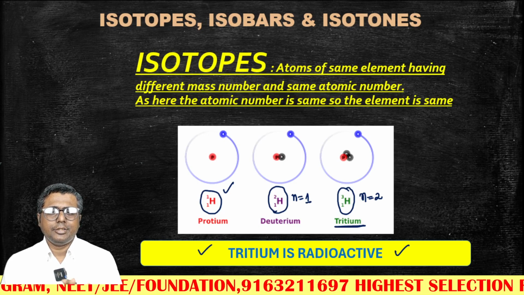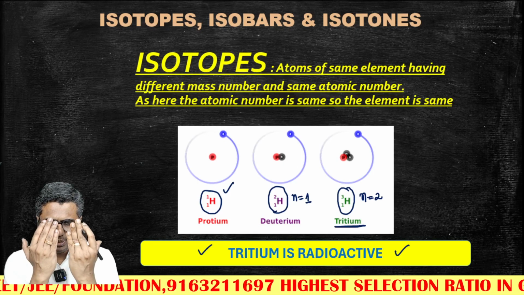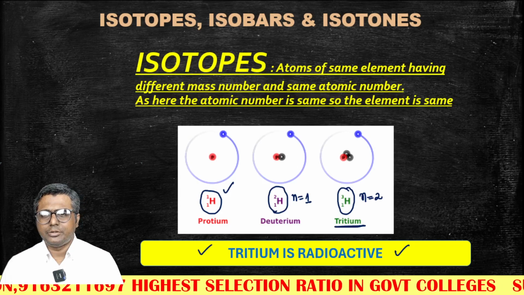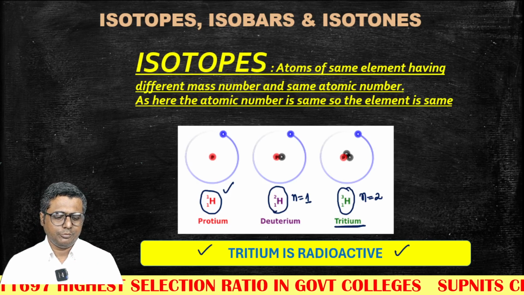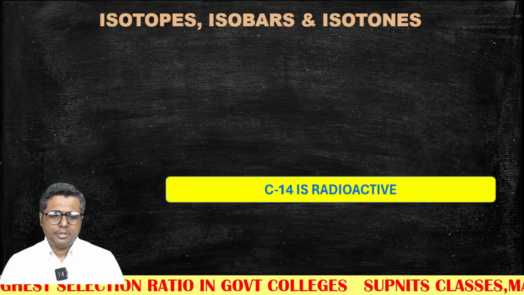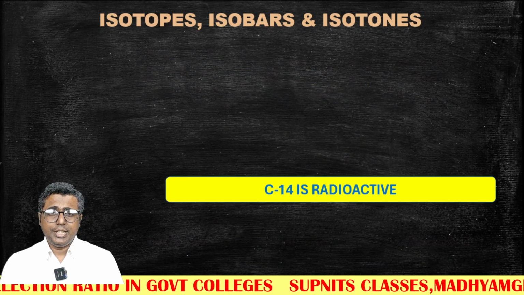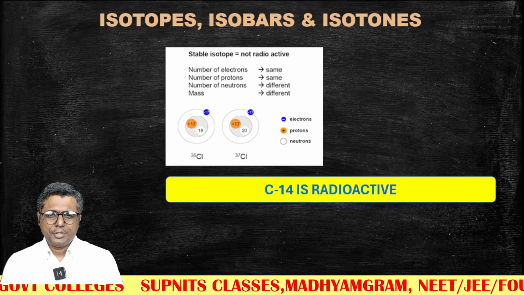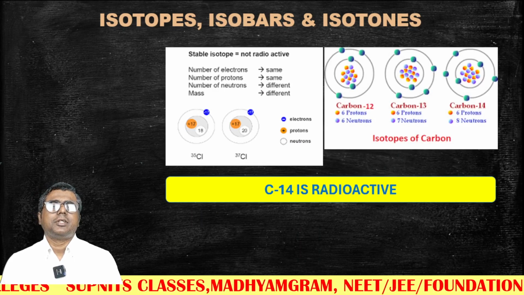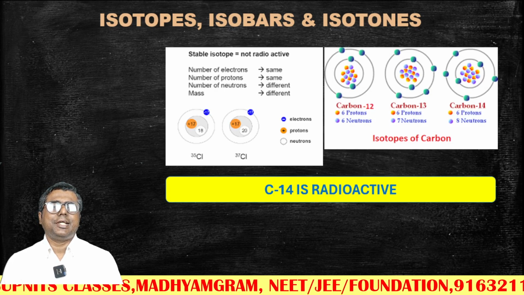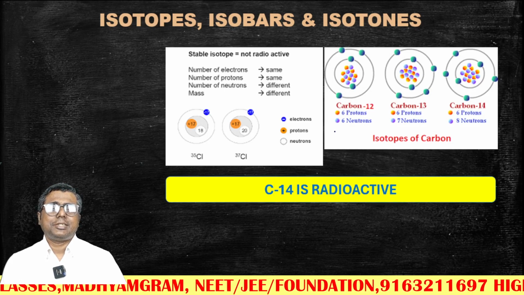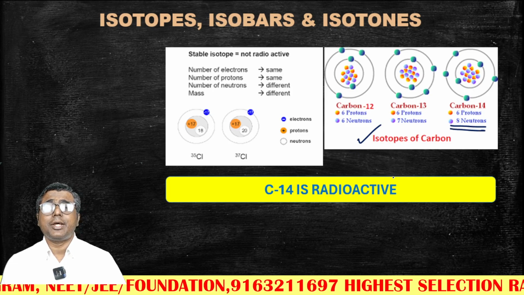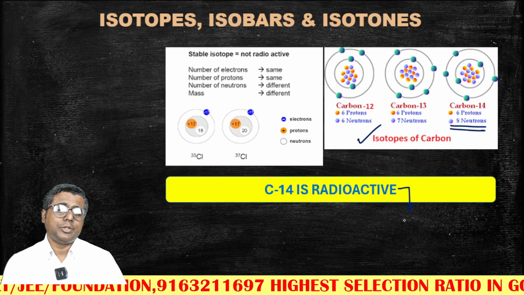No, my dear friends, only tritium is radioactive. It is written in very bold letters in this note, very nicely, so that everything can be directly grasped into your brain. Which is the radioactive isotope of hydrogen? Tritium is the radioactive isotope of hydrogen. C14 is radioactive. Where did this C14 come from? Let us see this one. Carbon 12, carbon 13 and carbon 14. There are 3 isotopes of carbon, in which carbon 14 is radioactive, used in radiocarbon dating.